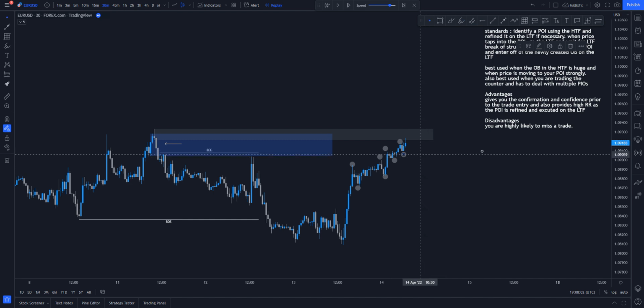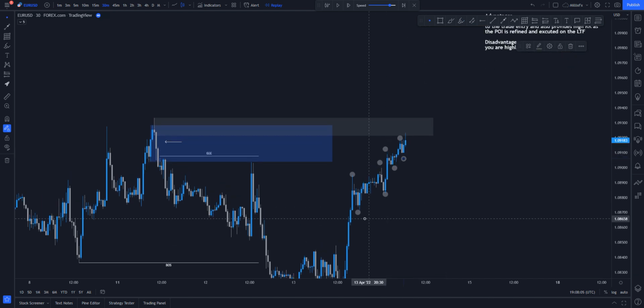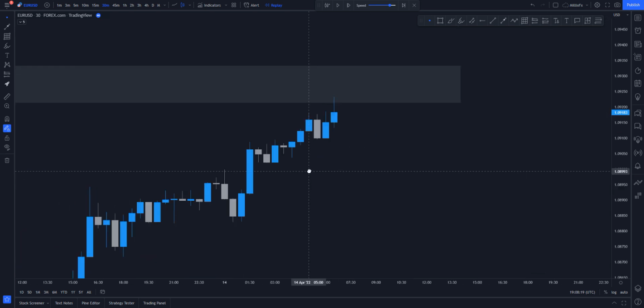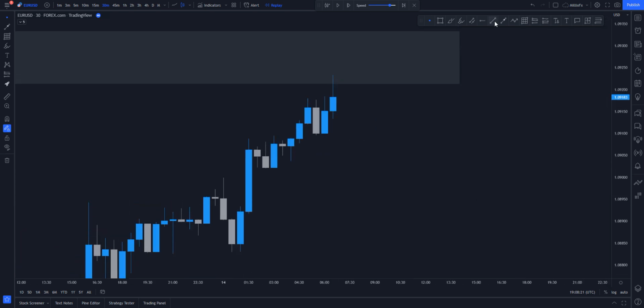So now let me maximize this thing. Let me remove all these things from the way, okay, and then focus on the small break of structure. So now let's come to this particular place, right? So you can see how price has broken to the downside and to the upside, right, with this candle. So hence we call it the break of structure above, and then this is our low, right?